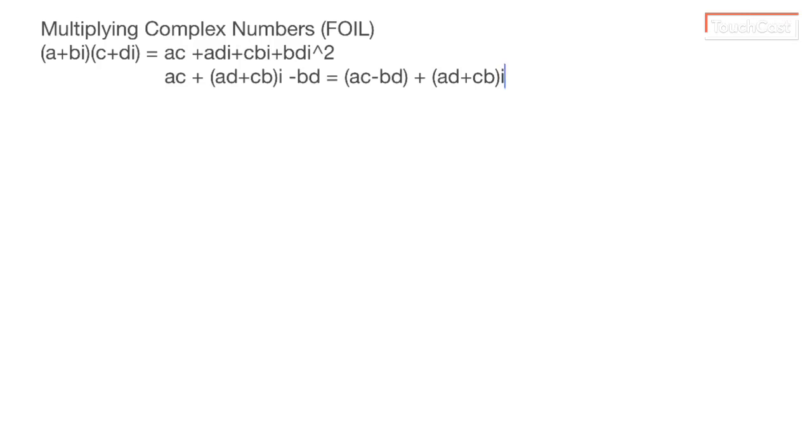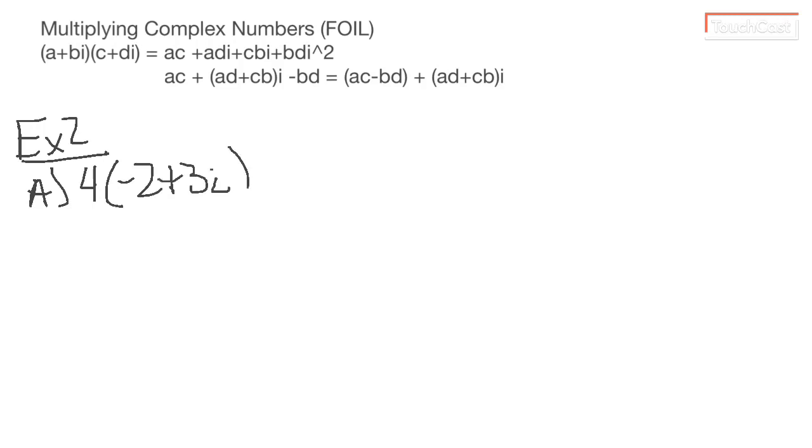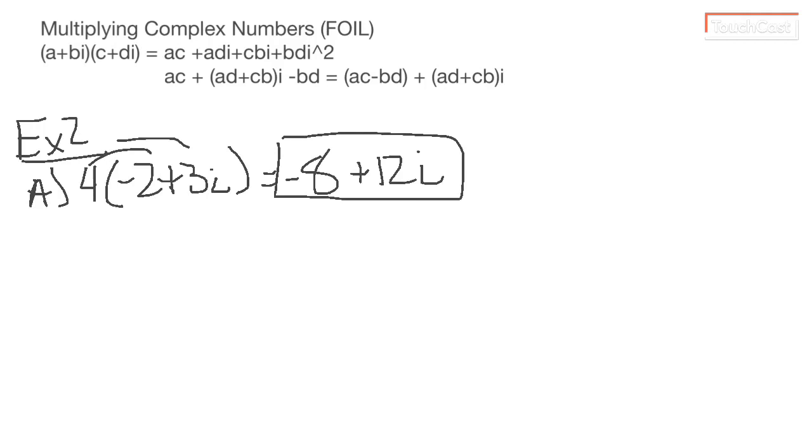So let's look at an example. This will be example 2. We're going to look at first 4 times negative 2 plus 3i. Now this is just a real number times a complex number. So all I need to do is distribute the 4 in. 4 times negative 2 gives me negative 8. And 4 times 3i gives me plus 12i. Once we've distributed, we've finished multiplying.